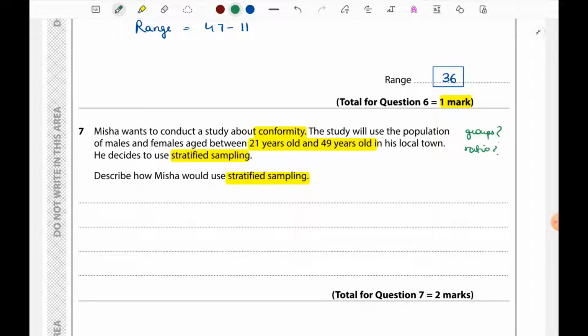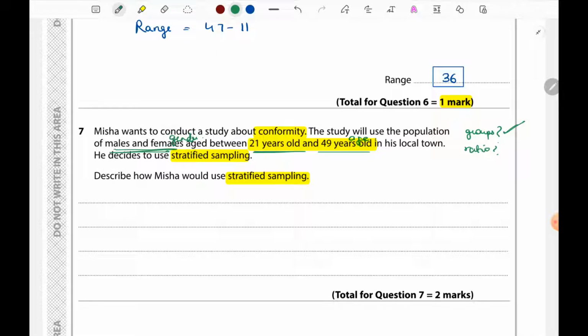We are not just going to say what stratified sampling is or how it is done generally. We are going to say, with respect to Misha's scenario, how stratified sampling would be done by him or her. Stratified sampling is firstly about identifying groups. Misha wants to represent males and females, so gender is one grouping, and she wants to represent 21 years old to 49 years old, so age is another group.